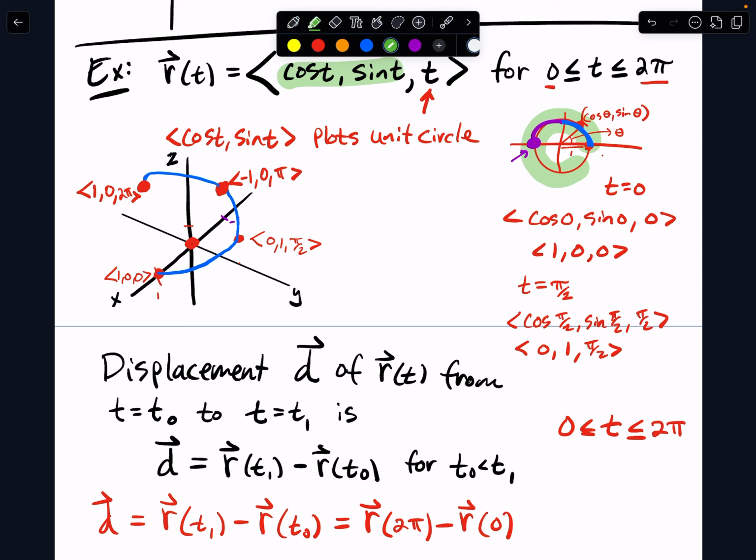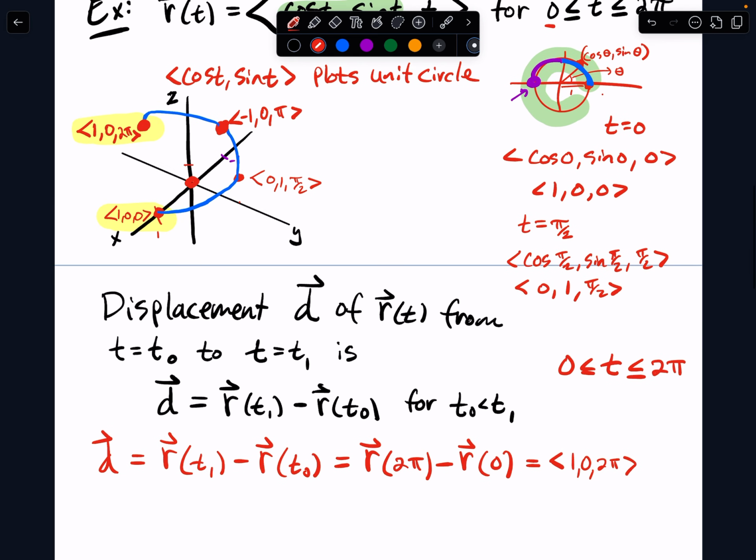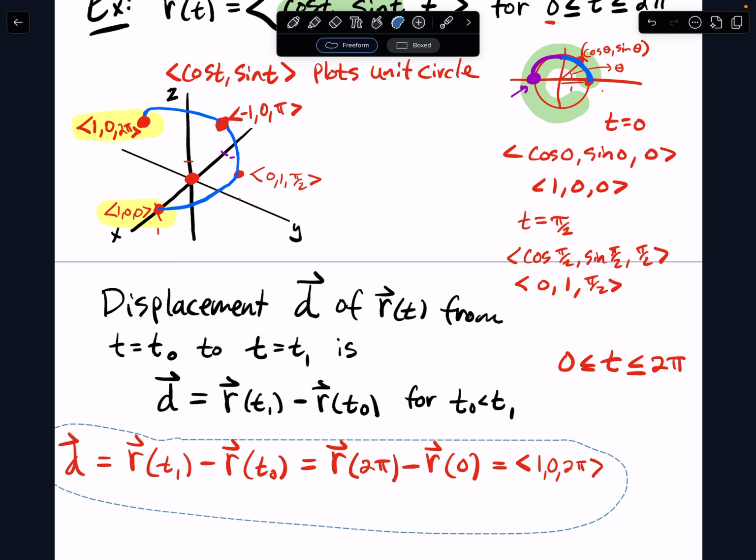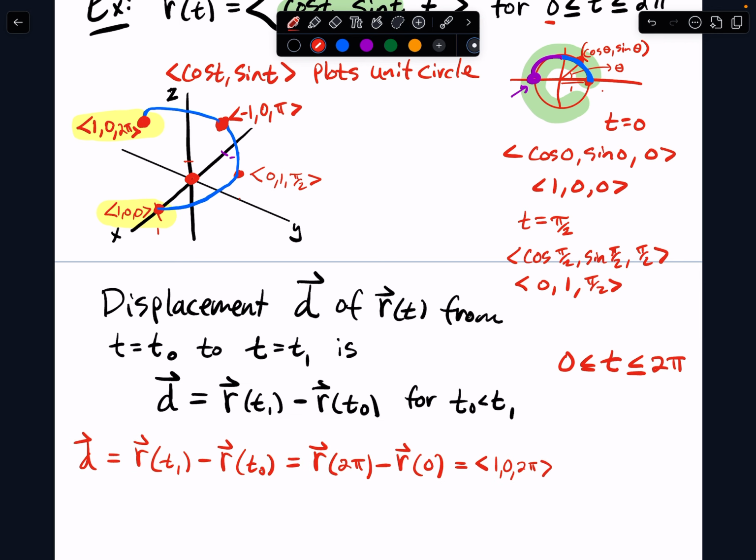And we actually calculated that a second ago. R of 0 is 1, 0, 0, and r of 2 pi is 1, 0, 2 pi. So when we do this, we get 1, 0, 2 pi minus 1, 0, 0, which gets me 0, 0, 2 pi. Okay? No big deal there.